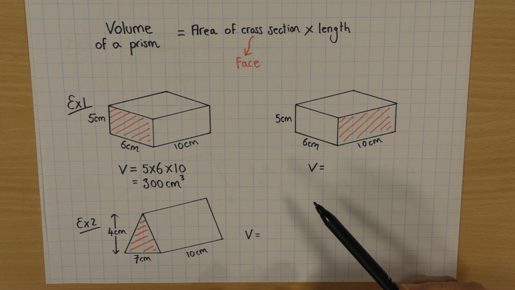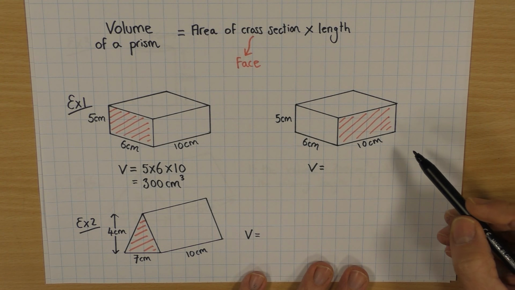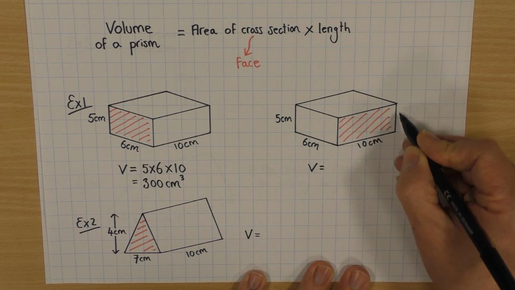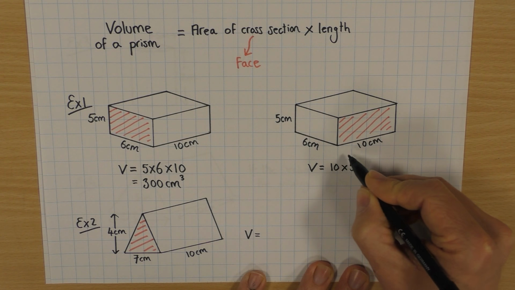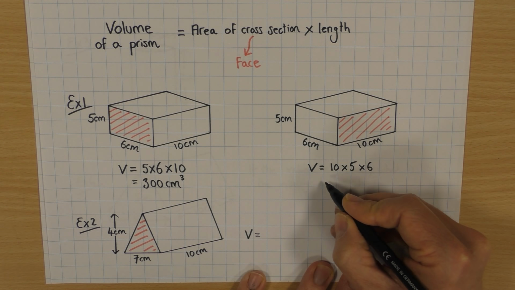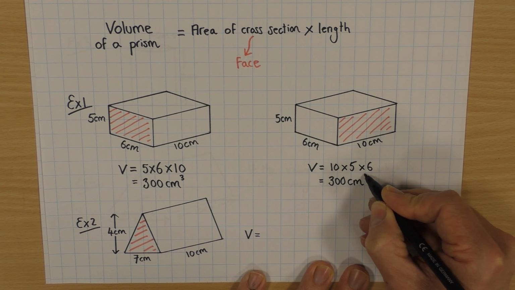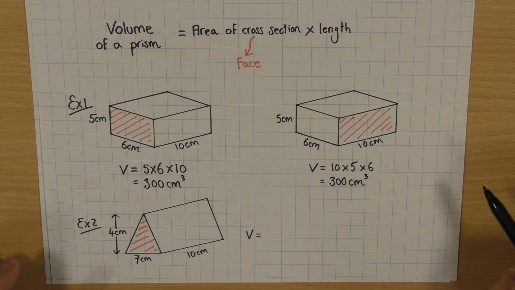On a cuboid, it doesn't matter which one you see as the face. I could have seen this one as the face or the cross-section. In this case, look what happens. It's basically the same. That would be base times height, so 10 times 5, which would be 50. I times by how far it goes back, the length, the other dimension. It would still be 300 centimetre cubed. Of course, when you're multiplying, it doesn't actually matter what order you do it in. So some people, for the volume of a cuboid, would just multiply all 3 sides together.